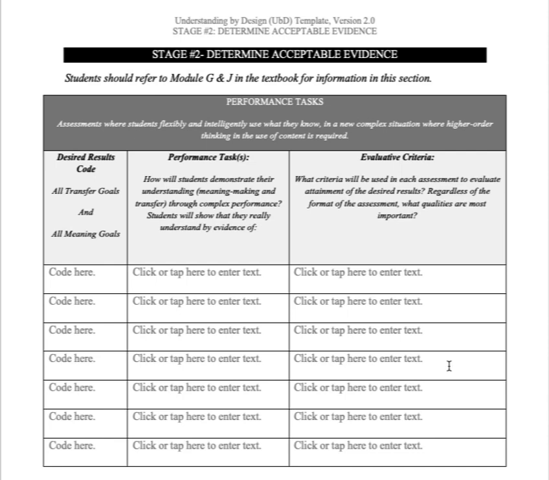In Stage 1, remember that we identified standards codes, and we should use those same codes that will show the desired results in Stage 2, and that's part of the alignment between Stage 2 and Stage 1.